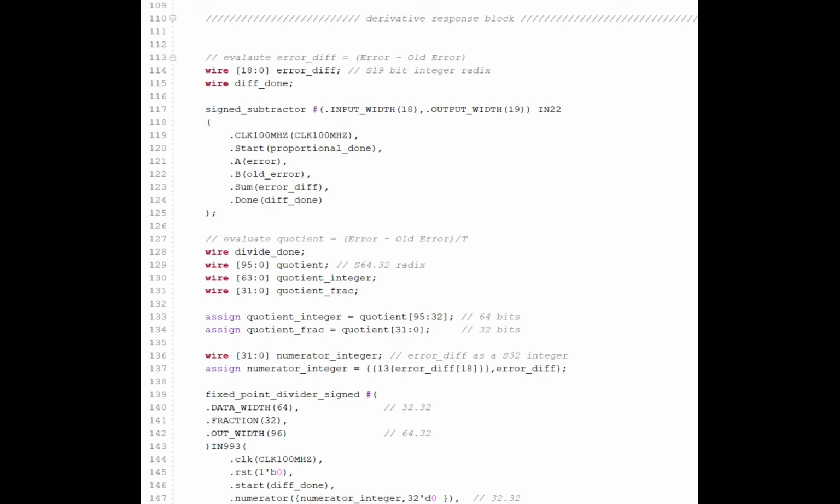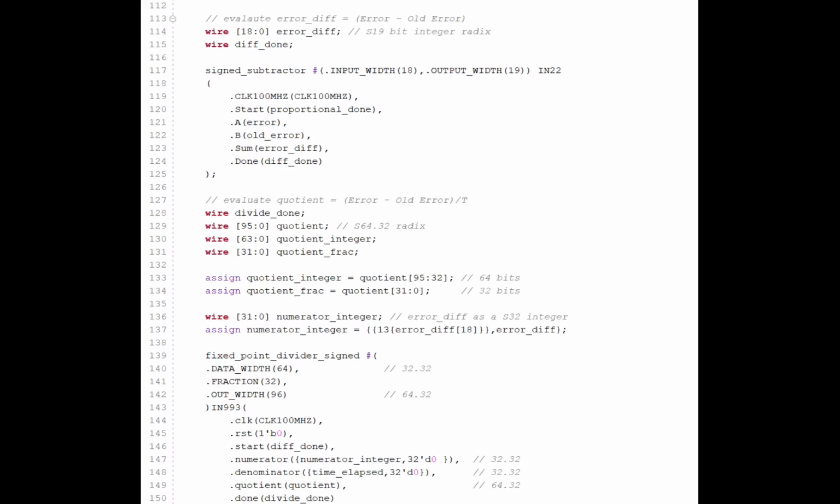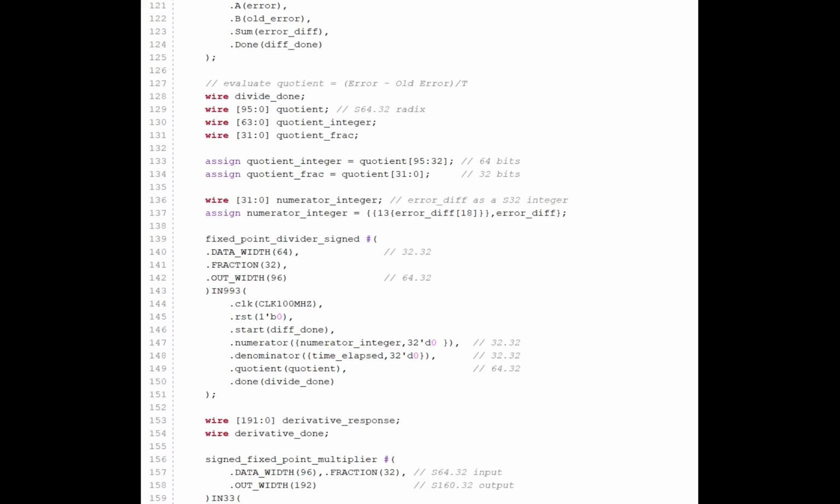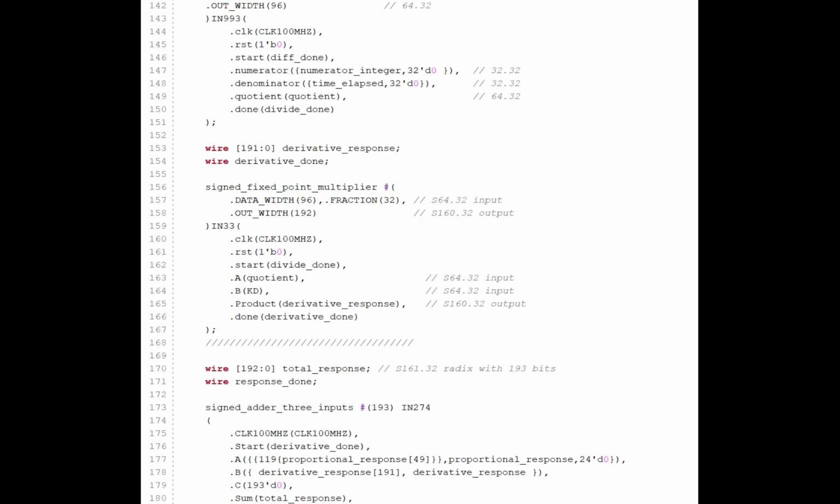On lines 114 to 125, we compute the error difference by subtracting the old error from the current error. This is done by instantiating a signed subtractor. On lines 128 through 151, we divide that difference by t to obtain the error difference divided by time. The divider is configured to accept S32.32 inputs and produce an S64.32 output. Note that both the error difference and the elapsed time are passed into the divider using expressions that convert their radix to be compatible with the divider.